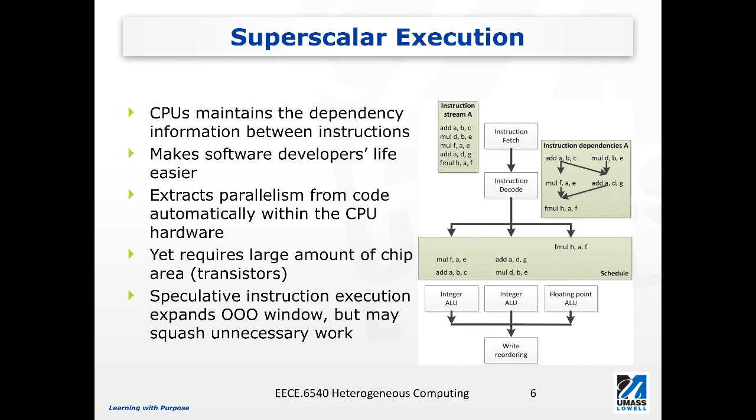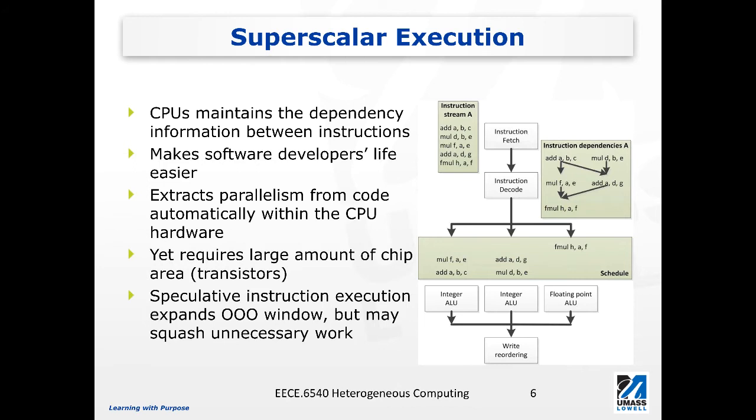In processors with superscalar execution, the dependency information among instructions is maintained in hardware. As a result, the software developer's life is made easier. Programmers don't have to worry about how these instructions are actually scheduled on the processor hardware architecture. The CPU hardware will extract parallelism from code automatically without the involvement of programmers or compilers.